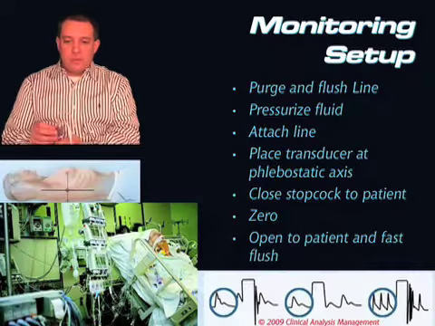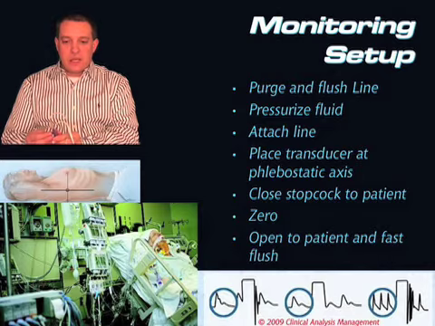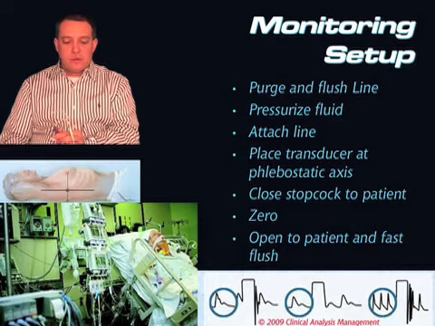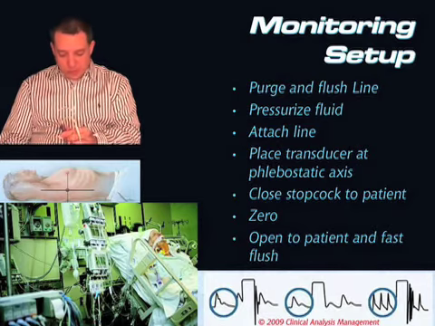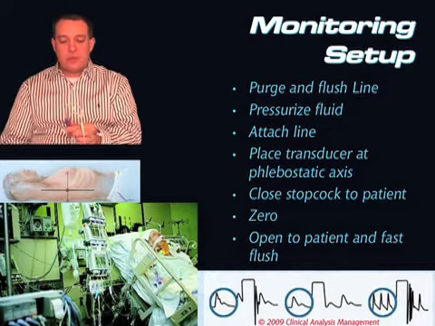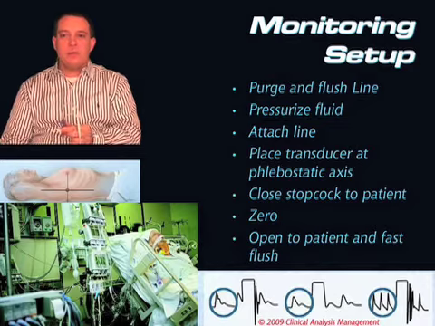So remember we said that when we pull on this pigtail, because it's a high pressure system, it makes it shoot out fluid. When I shoot out this fluid, it's shooting out at 300 millimeters of mercury, because that's what the pressure bag is set at. So when I pull this and open it up, fluid shoots out at 300 millimeters of mercury.